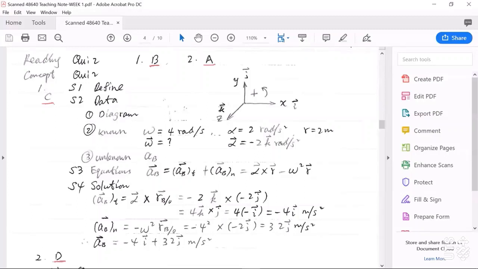In this problem, we already know omega is 4 radians per second. We can express omega in vector form, but here we don't know its direction. In this problem, it doesn't indicate the rotation direction. This is not a problem when we solve the problem, because in the following calculation you will see the direction of omega is not useful.